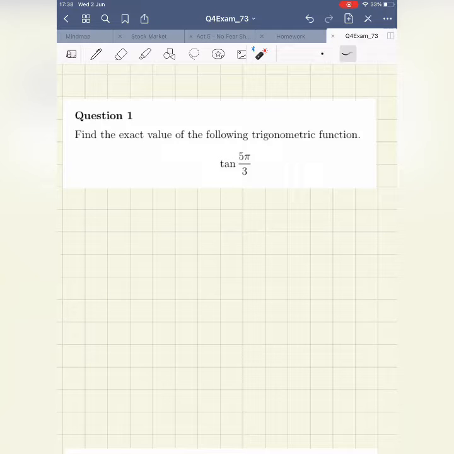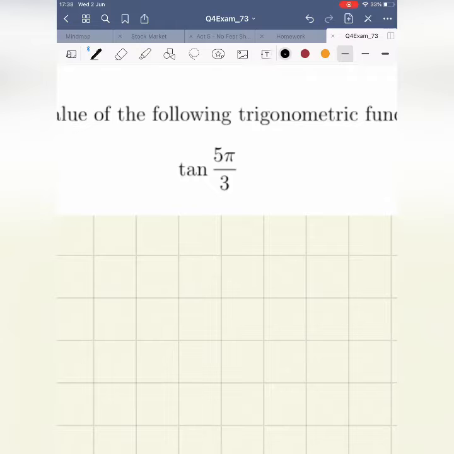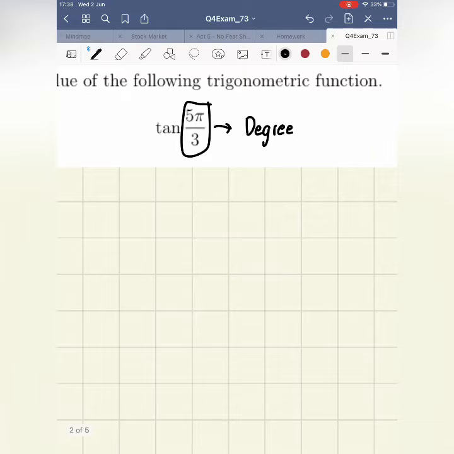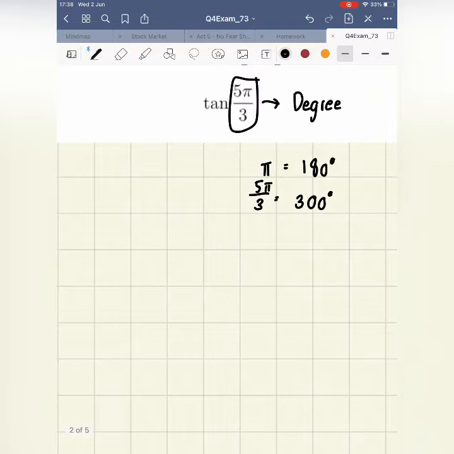The first question asks us to find the exact value of tangent 5 pi over 3, and it will be easier if we change 5 pi over 3 into degrees. Right now it's just a radian. We know that pi is equal to 180 degrees, so 5 pi over 3 is equal to 300 degrees. So we can rewrite this as tangent 300 degrees.